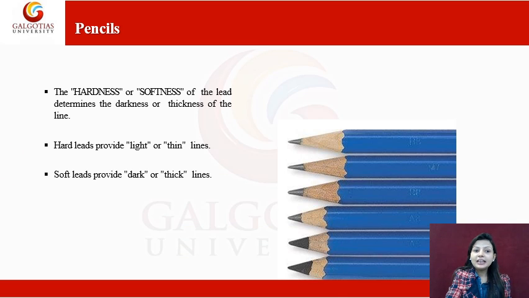Pencils. The hardness or softness of the lead determines the darkness or thickness of the line. Hard leads provide light or thin lines. Soft leads provide dark or thick lines. For example, B, 2B, 3B, 4B are for the thick lines for shading pencils. And H, 2H, 3H provide the light or thin lines, just like construction lines.